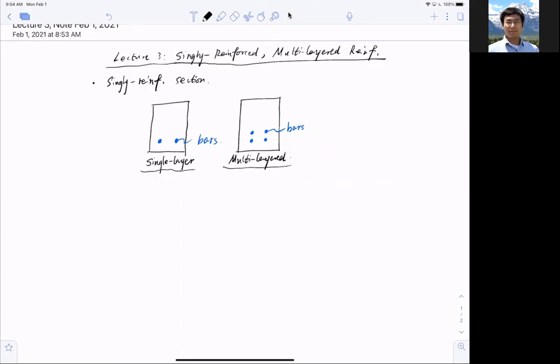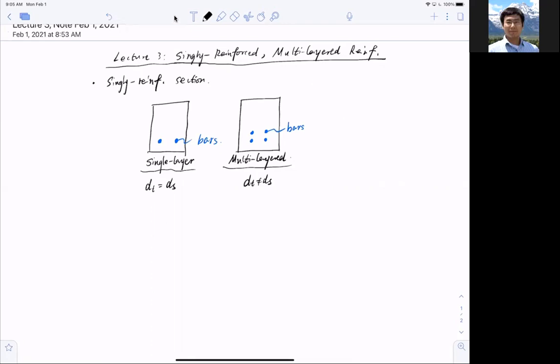Okay. So coming back to this, we have single layer and multi-layered. The main difference is on the left-hand side, right? The main difference is that for a single layer, I have dt equal to ds. On the right-hand side, I have dt not equal to ds. So that's the major difference.